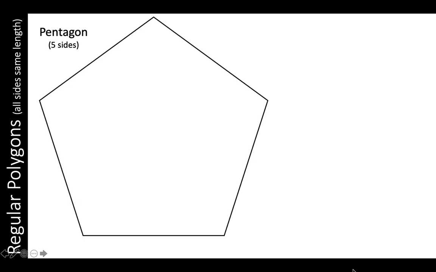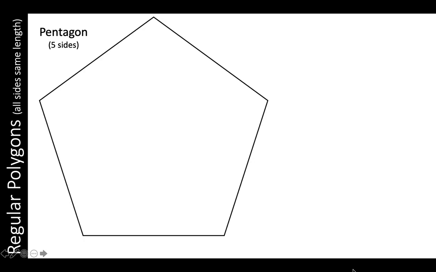So first of all, regular polygons are 2D shapes where all sides have the same length. Now, an interesting property about regular polygons is also that all the interior angles, all the angles inside the shape, are also the same size. So regular polygons, all sides have the same length, but also all angles are the same. So let's take this example of the pentagon.